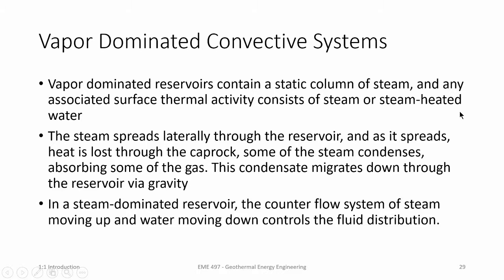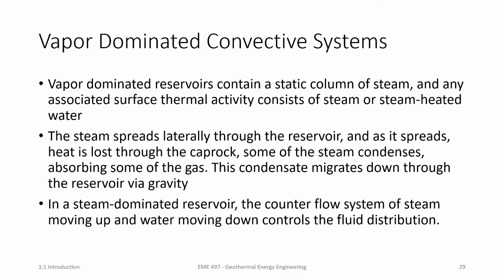So moving on to vapor-dominated convective systems. These are similar to liquid-dominated systems, but they contain superheated water as steam. These reservoirs contain a static column of steam, and any associated surface activity will be steam-related, like geysers, or like what you saw in the video in Iceland, the steam just escaping from a random point on the Earth. Steam spreads laterally throughout the reservoir, and as it spreads, it loses heat.